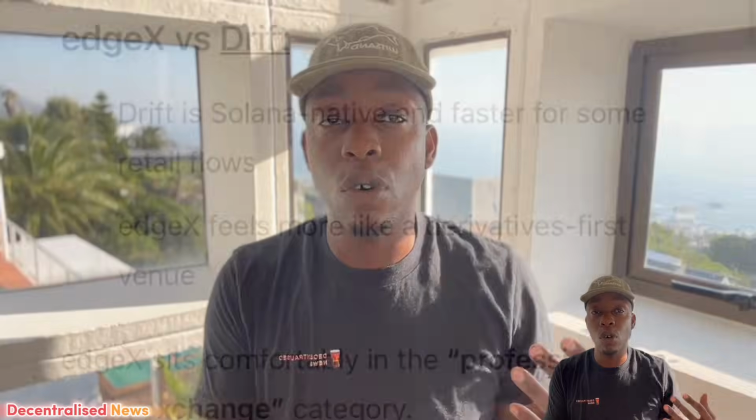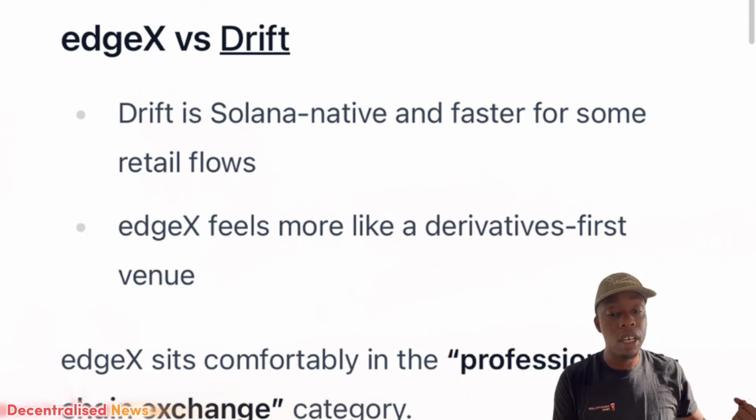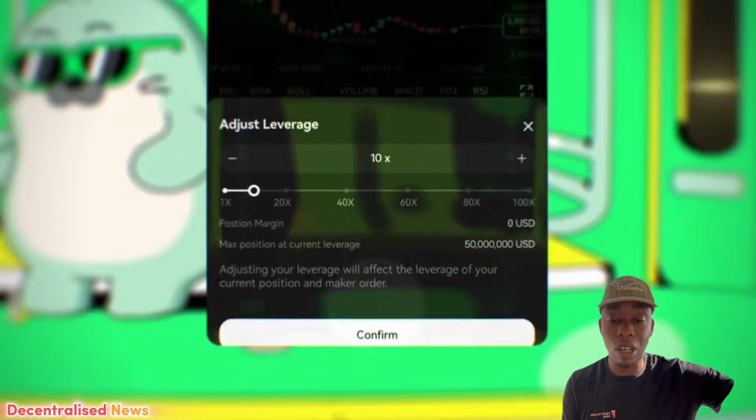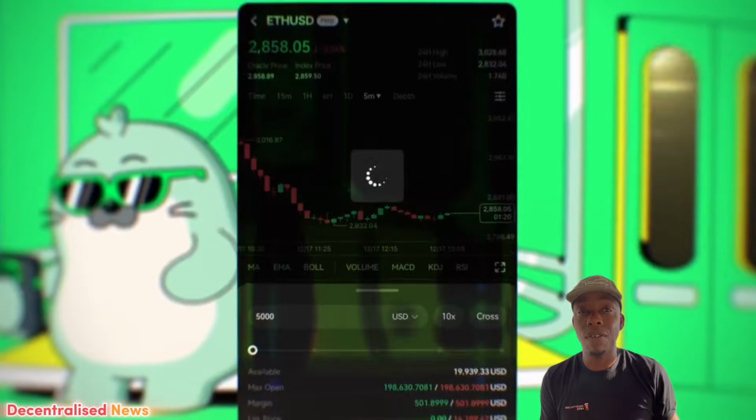And I think if you're an experienced trader, an order book native user, a strategy trader, a bot trader, or a trader scaling up from centralized platforms to DeFi, this is definitely one for you.